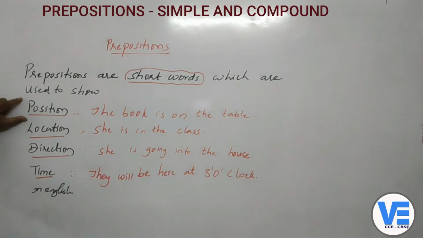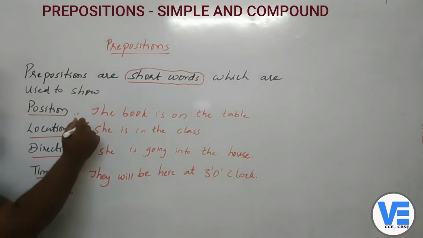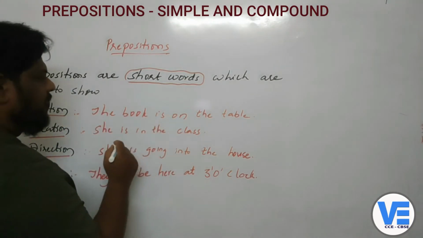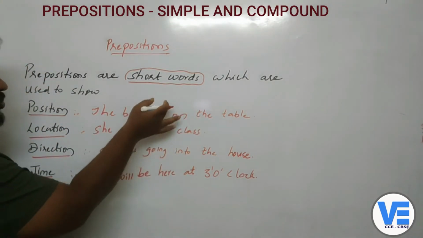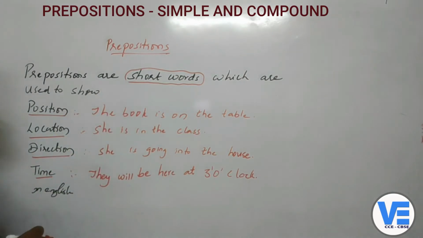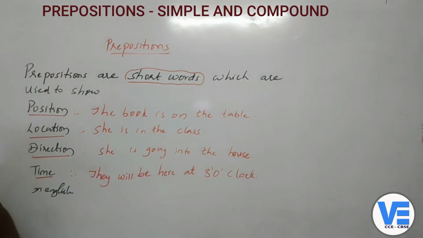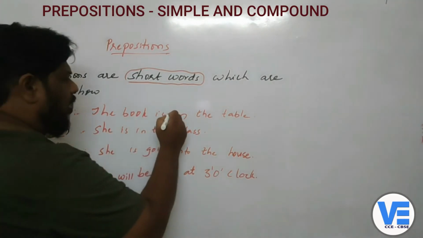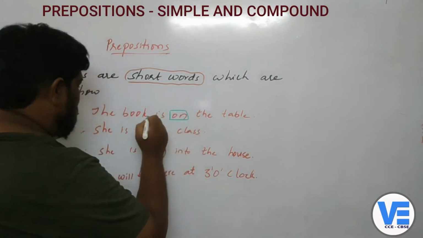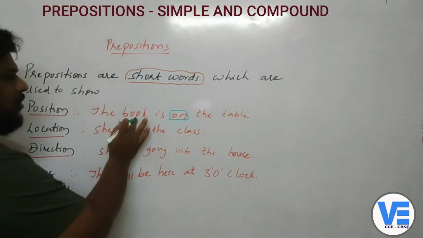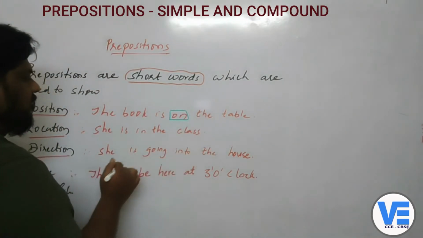If you look at the position here, I have given an example. The book is on the table. What is the short word which is showing the position of the book which is on the table? Yes, the word is on. So the word on here is showing the position of the book, which is on the table.